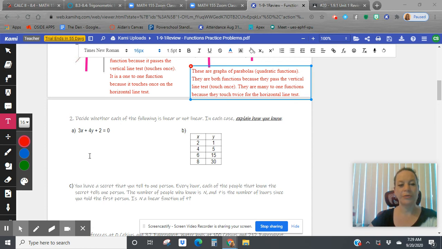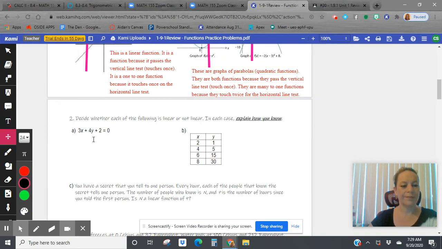All right, we're on page 2 of the study guide. Let's take a quick peek. This number 2 says decide whether each of the following is linear or not linear. In each case, explain how you know. So let's go over here.